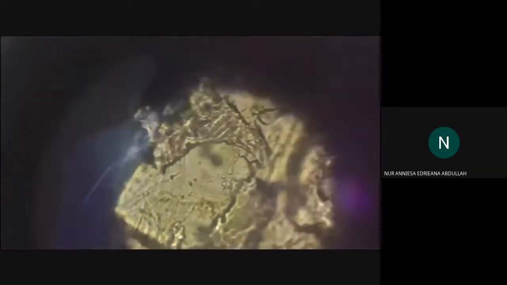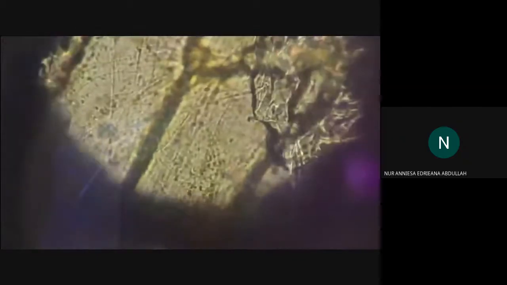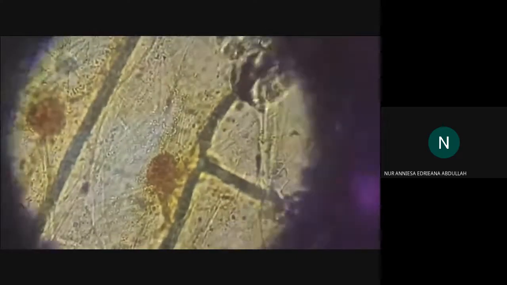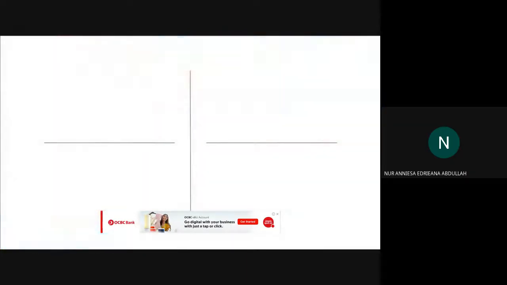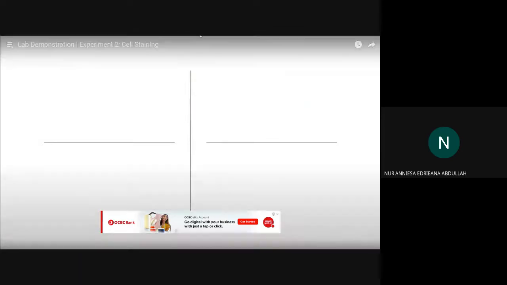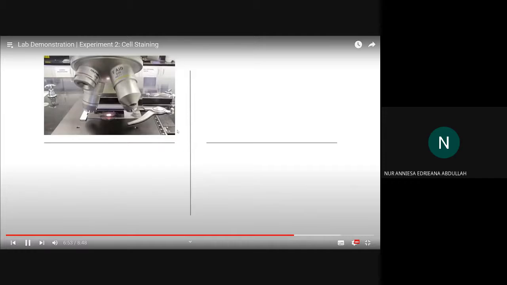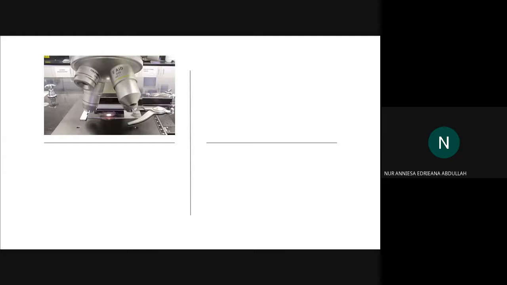You can adjust the stage knob so that the image is at the center of your field of view. If 1000 times magnification is required, this is what you need to do. After getting a clear image at 400 times magnification, turn the barrel of the microscope so that the 40 times and 100 times lenses are halfway between and directly over the slide or cover slip.